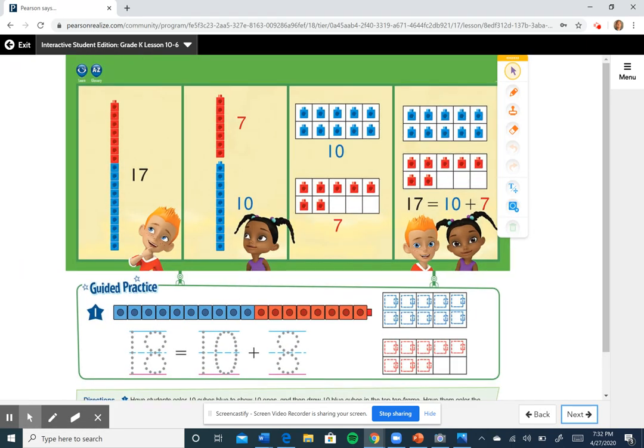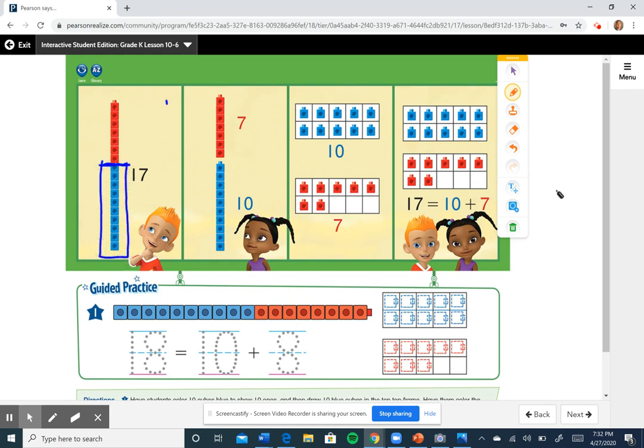Awesome. So you can flip your page over. So here we have our cube trains. The blue we have 10, right? Because we always have to make 10 first. So here's our 10.